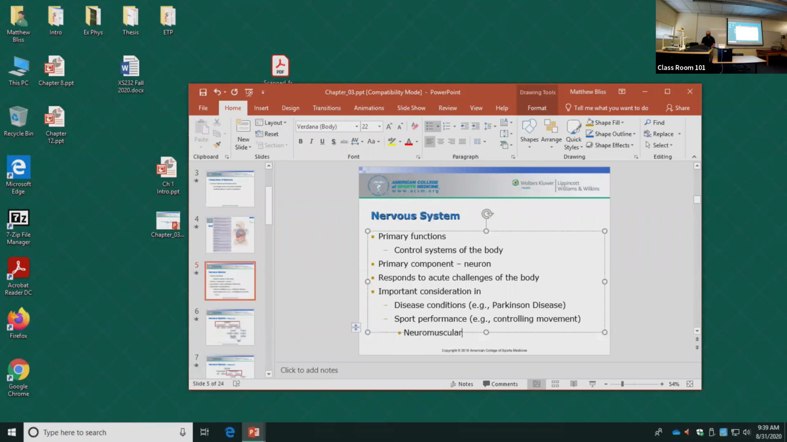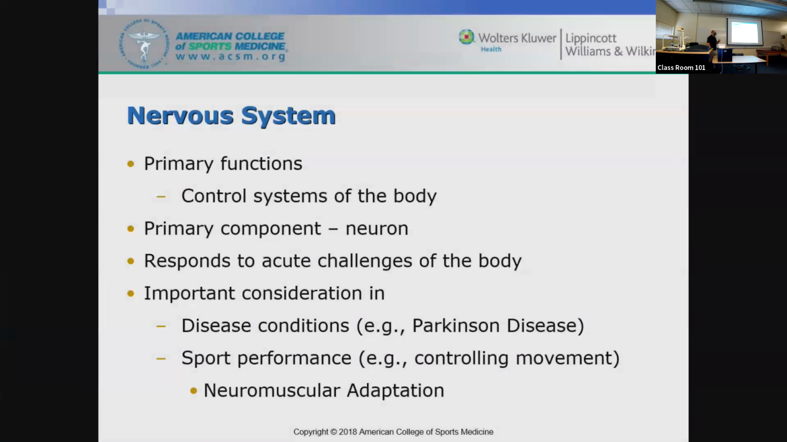I'm not going to try to type all that out. Neuromuscular adaptation. Anyone ever heard of this term, phrase? Neuromuscular adaptation is kind of what it sounds like. There's an adaptation of the nervous system in conjunction with the muscle system.